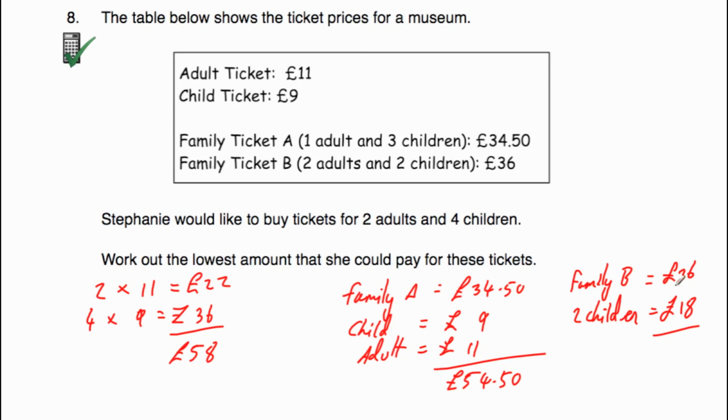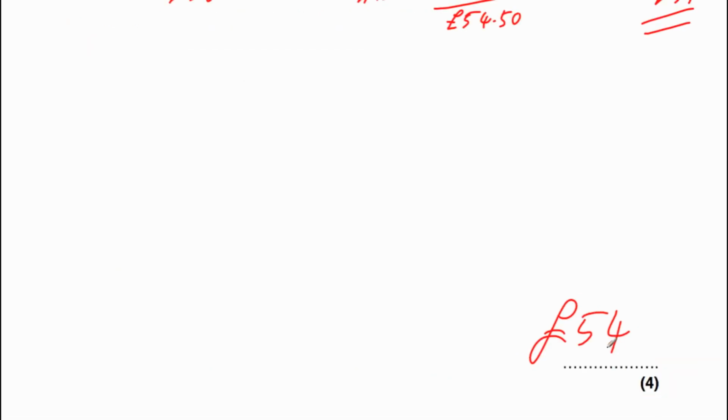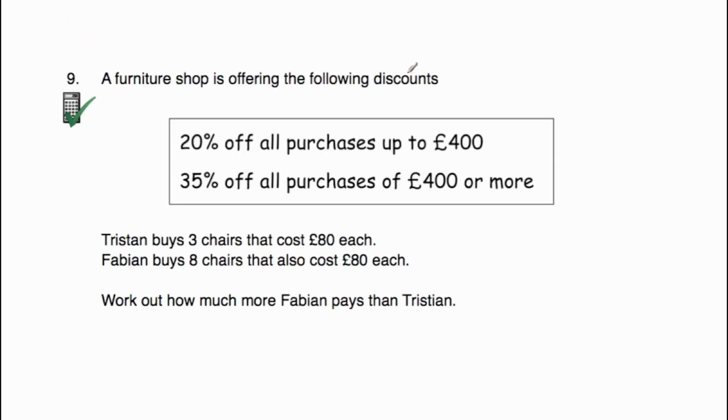And then if we add those two together, then we can find the price of a family B, which is 2 adults and 2 children, and the extra 2 child tickets, and then see what the total would be. So £36 plus £18 would be £54. Now that's actually our cheapest option. So the lowest amount of money that Stephanie could pay for the tickets is £54. And that's it.